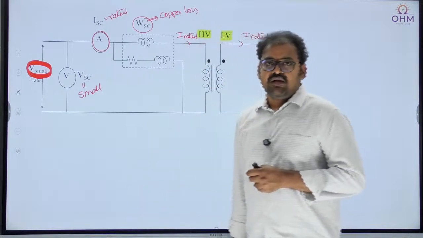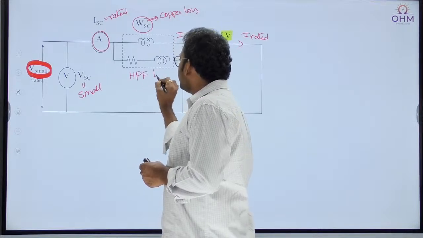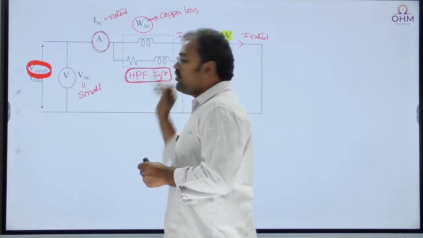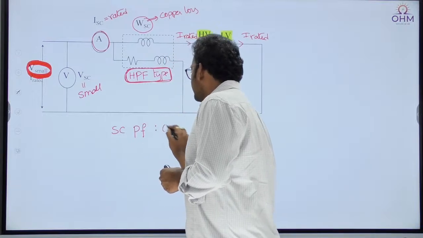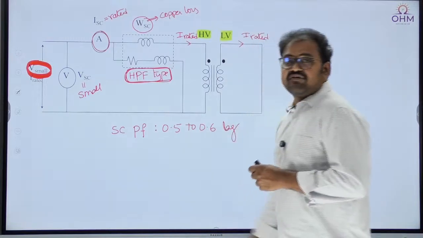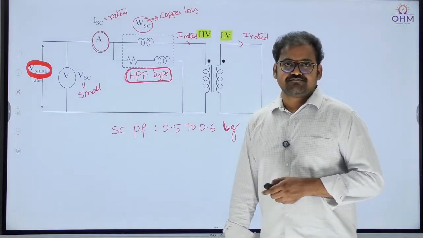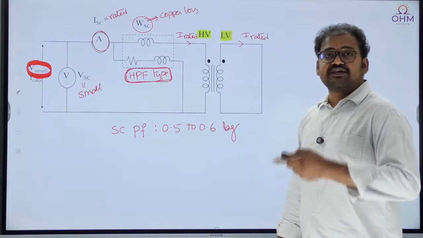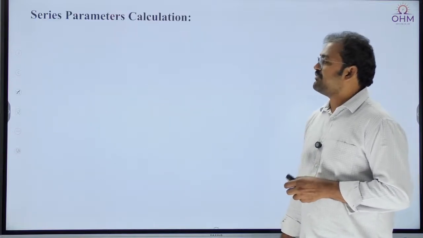Alright, copper loss. And this time you don't need to use LPF type wattmeters. We will use HPF type wattmeters, because the short circuit power factor is more than 0.5. Short circuit power factor is generally 0.5 to 0.6 lagging. As the power factor is more than 0.5, we will use an HPF type wattmeter. So in the open circuit test we used an LPF type wattmeter, and in the short circuit test we will use an HPF type wattmeter.